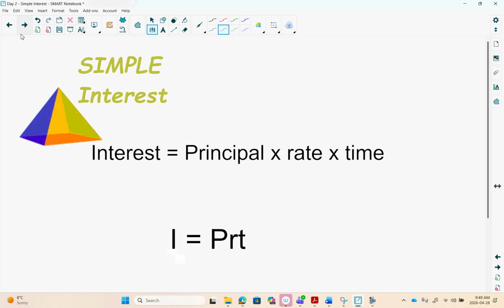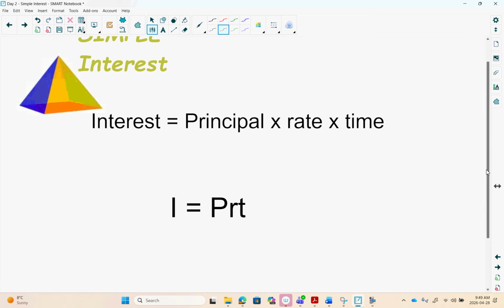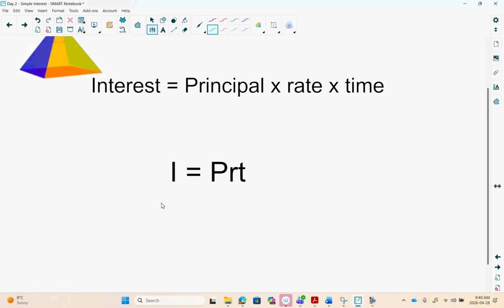Here is the simple interest formula. I represents the interest. That's how much extra you're going to receive if you invest the money, or that's how much extra you're going to owe if you borrow the money. P is the principal. Again, what did we just say the principal was? It's like the initial amount. It's the amount that you start with, that you put in the bank to invest or that you borrow from the bank.